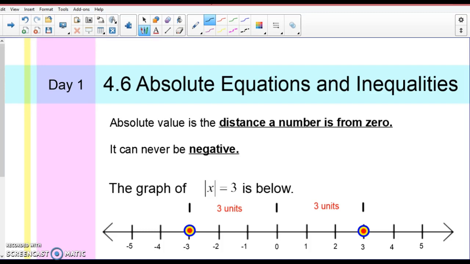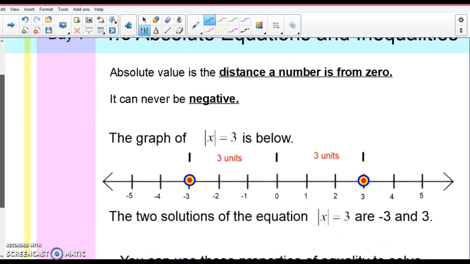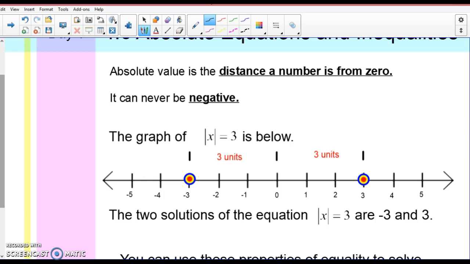Absolute value equations and inequalities is what we are solving. A review from maybe 6th grade math. I don't even know what grade you learned this in. What does the absolute value mean? The distance a number is from 0 on the number line. So it can never be negative, because distance is always a positive number. Even if I'm walking backwards, I'm still going 3 units.